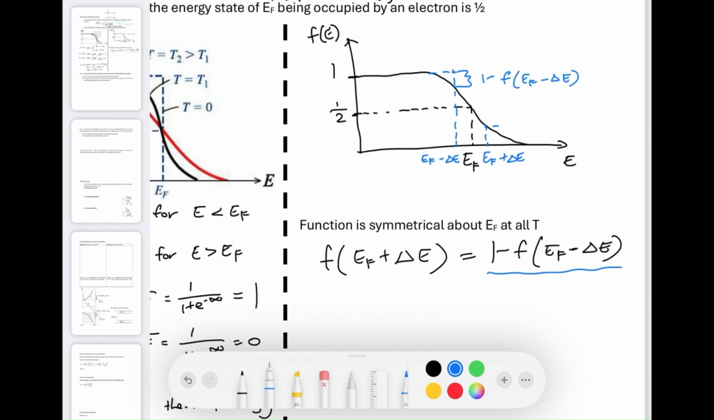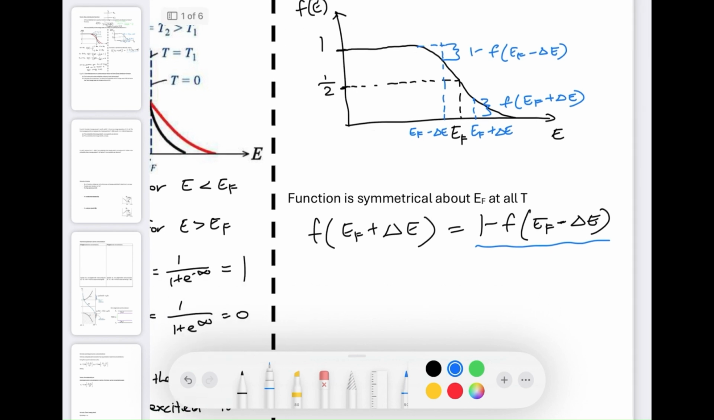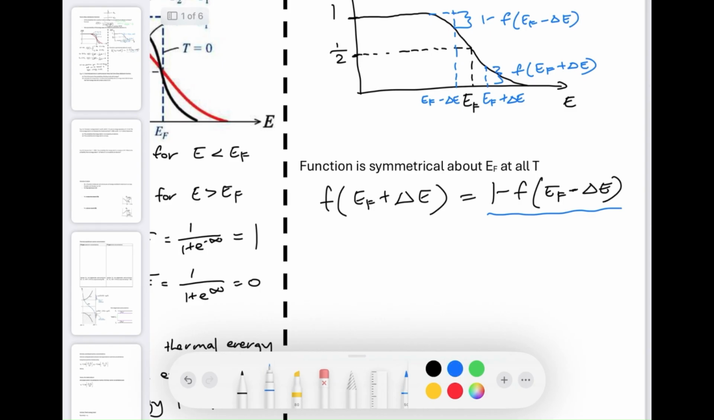And so this gap is equal to this gap, which is F of EF plus delta E. So this function is symmetrical about all the temperature. So no matter what temperature, no matter what gradient you see on the graph, this will work. And let's just prove this mathematically.